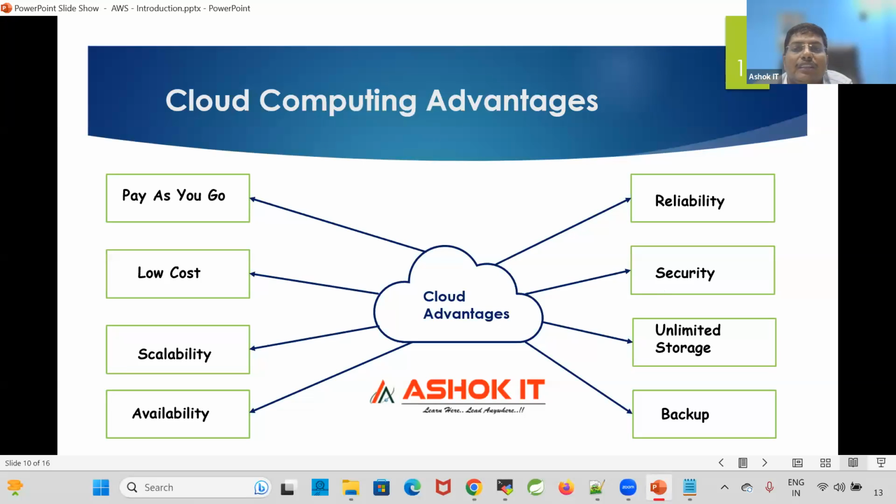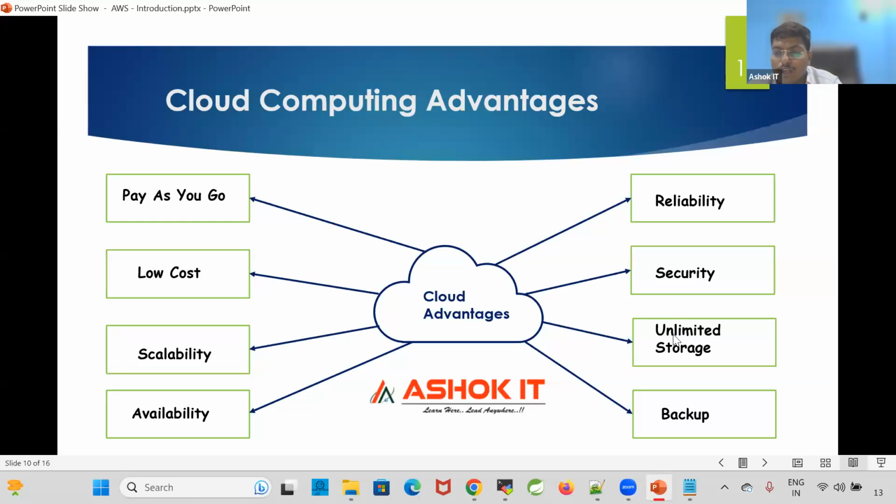And the next one, security. Whatever services we are taking from the cloud, security is the cloud provider's responsibility. We are not going to bother about security because we are taking cloud infrastructure. The cloud provider is responsible for our security, for our application security, for our data security. For our infrastructure, providers are responsible. Okay, so infrastructure maintenance, security, all those things will be taken care of by the provider.